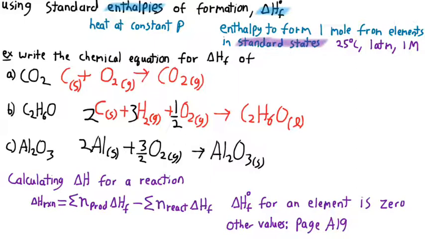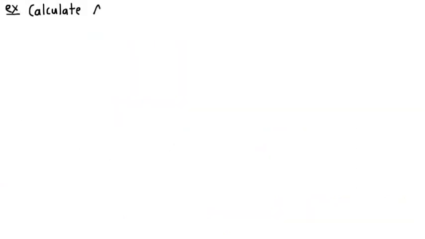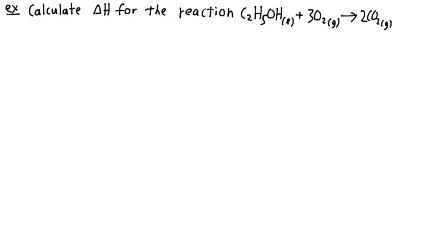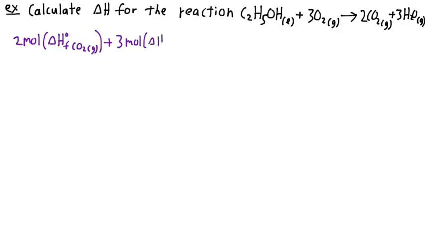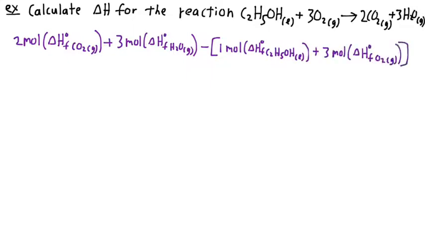Here's an example with numbers. Calculate the heat for the reaction C2H5OH liquid plus 3O2 gas forms 2CO2 gas plus 3H2O gas. So we're going to do coefficients times the heats of formation for the products minus coefficients times heat of formation of the reactants. Notice I put all the reactants in brackets so that that's subtracting all of them. And then you look up those values on page A19.